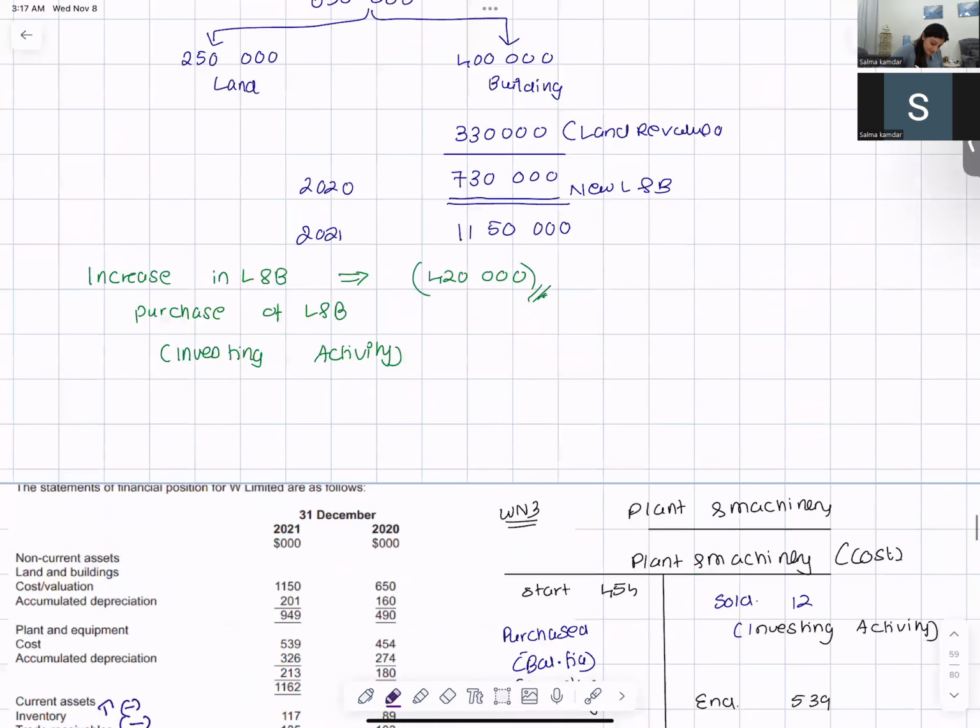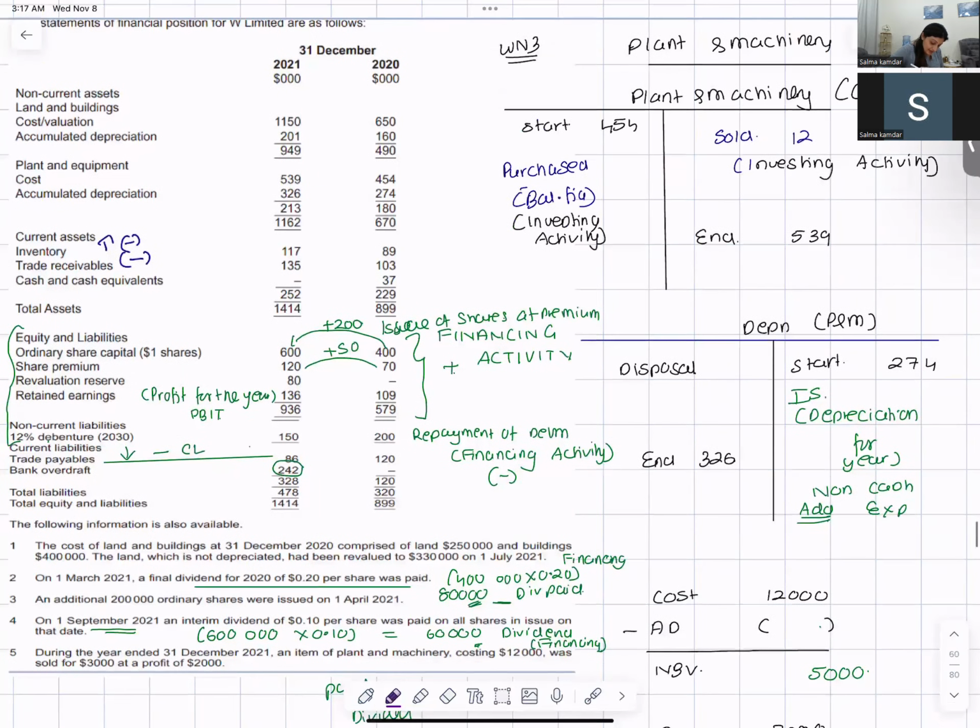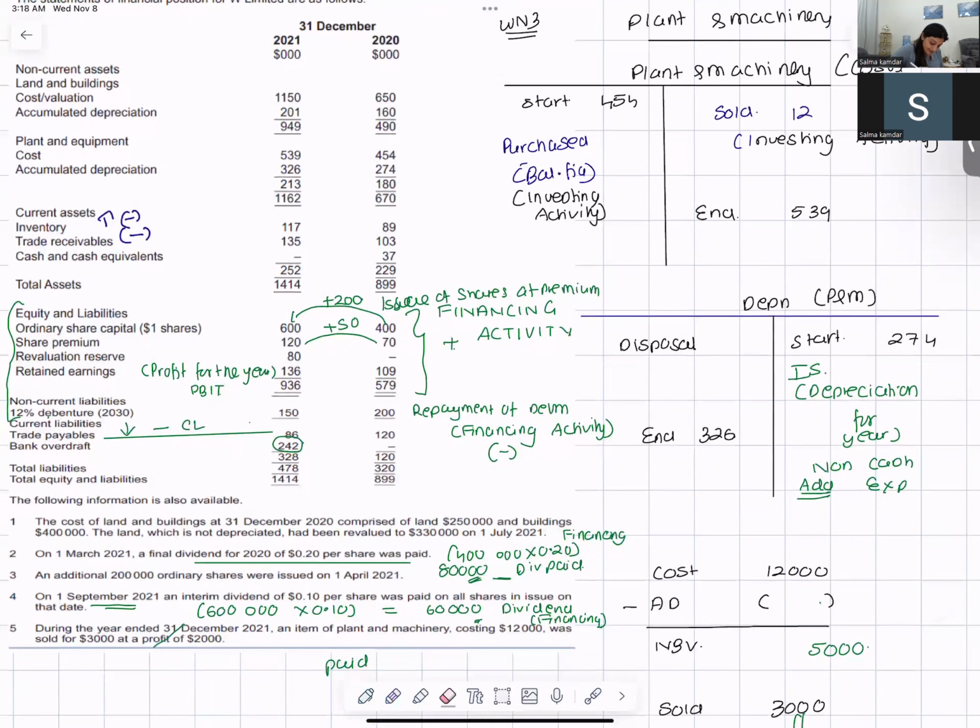With this, I have completed my land and building adjustment. Land and building section is already completed, and adjustment related to land and building is over. Now I go to my plant and machinery.